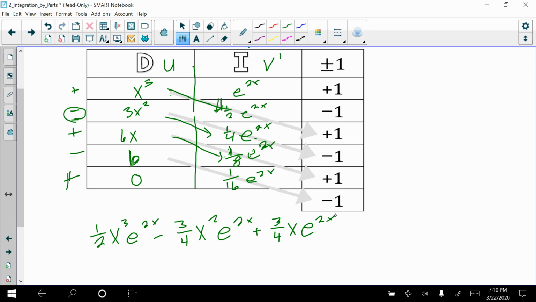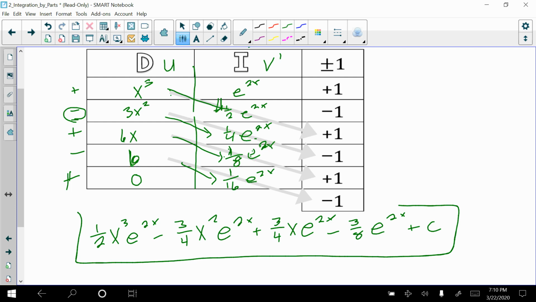And then one more time, we have that -6 multiplied to the 1/16 e to the 2x power. So negative times positive says this is going to be negative. 6/16 simplifies to be 3/8. And we don't have an x term here, so it's just going to be 3/8 times e to the 2x power. And when it's all said and done, we have to add the constant at the end. And there is your function, your solution to your integration by parts tabular method problem.